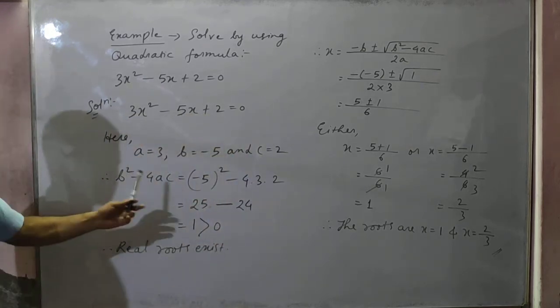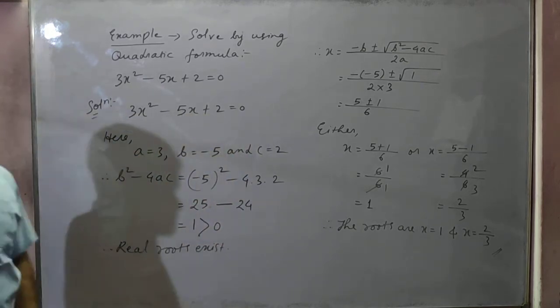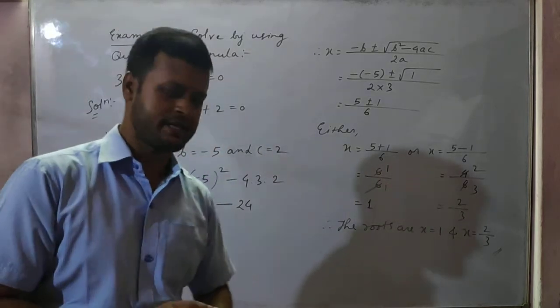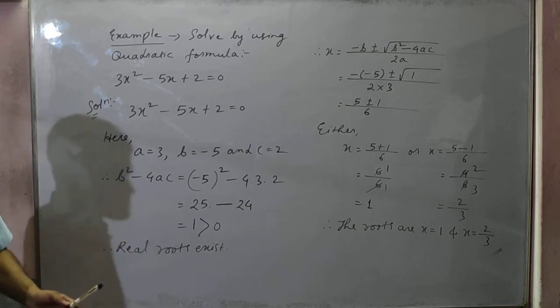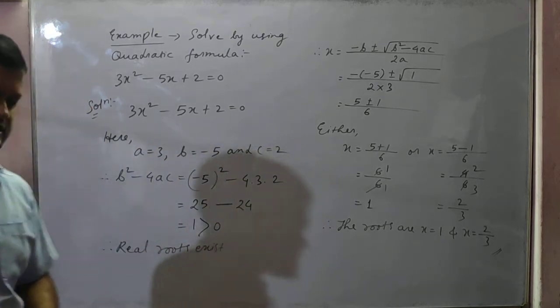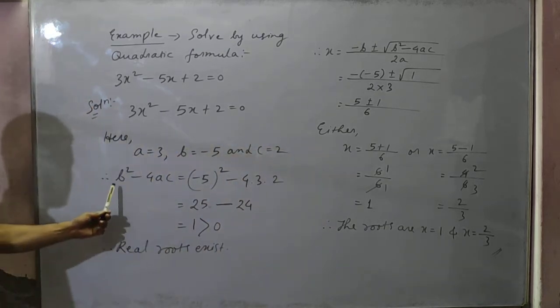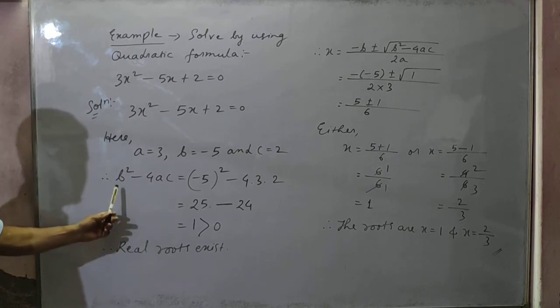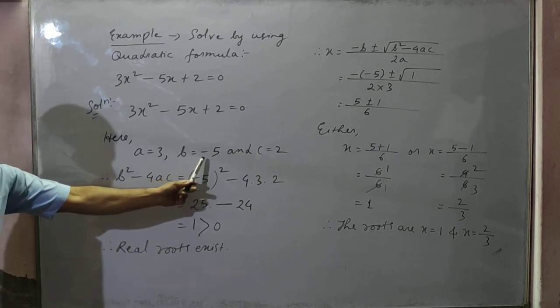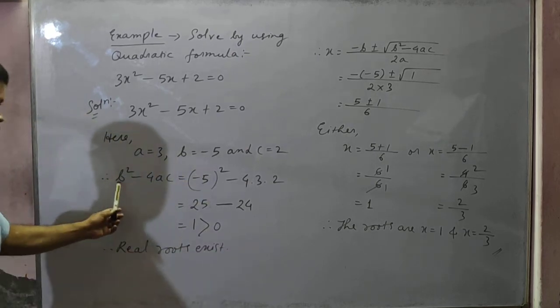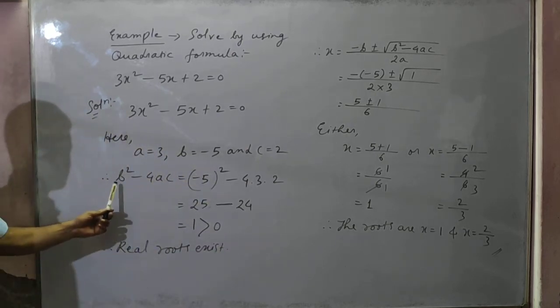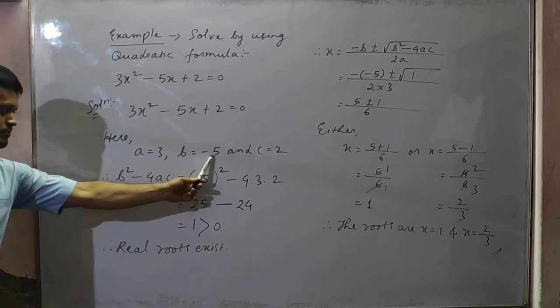So therefore you find out b square minus 4ac first. For using the quadratic formula, always make it a habit to first find out b square minus 4ac. This b square minus 4ac is called the discriminant, which we will discuss in the next exercise. So what is the value of b? Minus 5, isn't it? The value of b is minus 5.